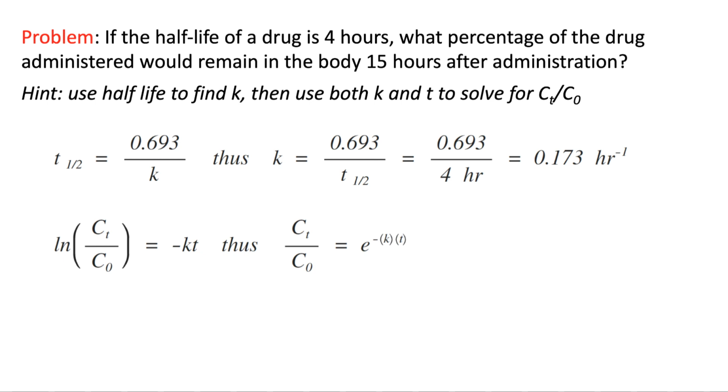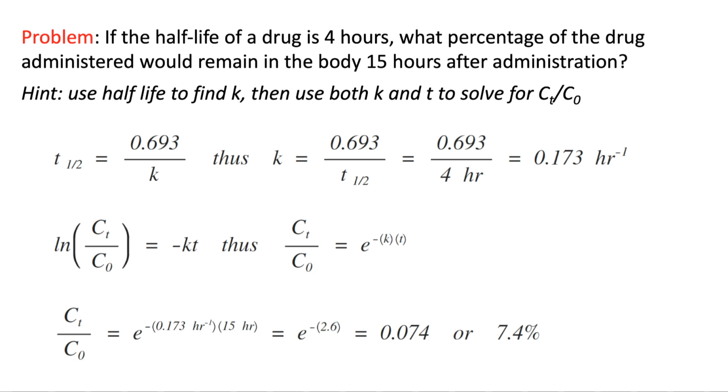So let's get rid of the natural log by taking e to the x on both sides. So e to the x and natural log cancel each other. On the left, we get just the fraction of CT over C0, and we can say that's equal to the value of e raised to the negative KT. Okay, I can go further now because I have both my K and my T. We've already solved for the K value, and it was 0.173 reciprocal hours. And I know my time of interest, my T, was 15 hours. I want to know what the percent is after 15 hours.